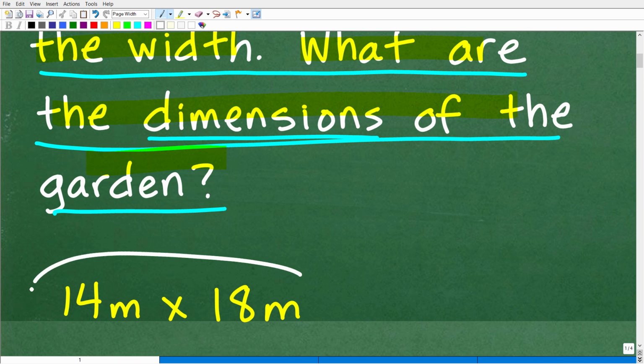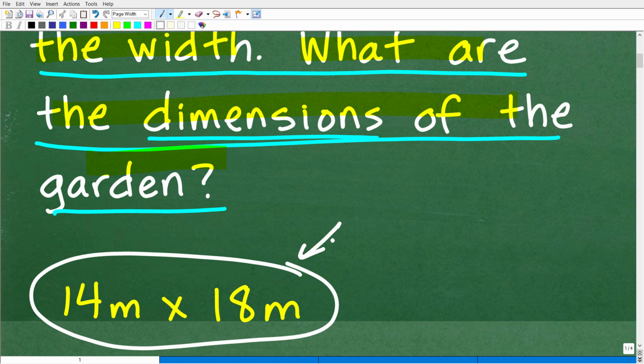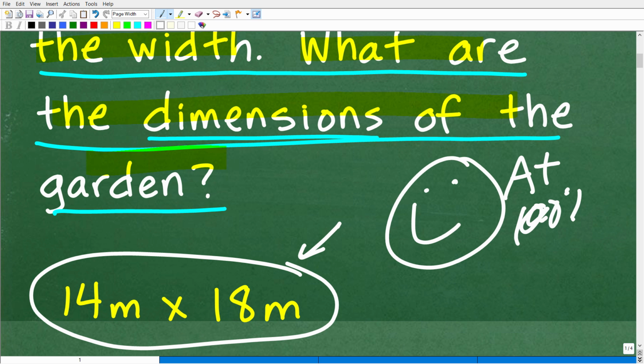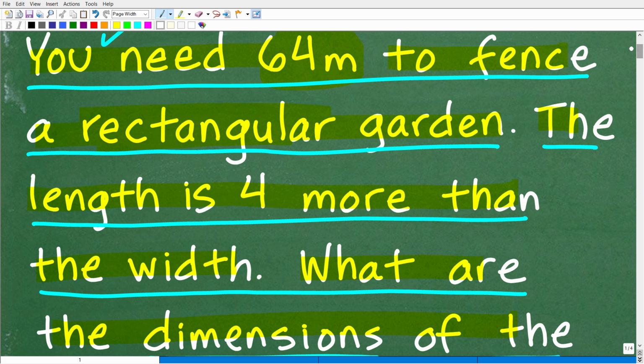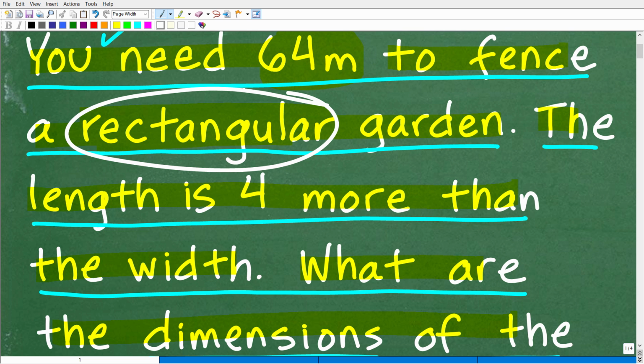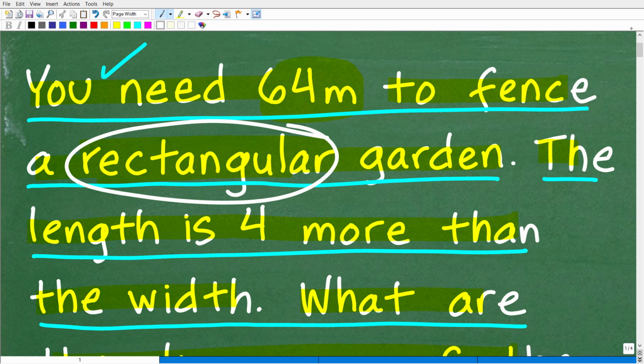The correct answer is 14 by 18 meters. That is the dimension or the length and width of this garden. Okay, so how did you do? Well, if you got this right, let's celebrate by giving you a nice little happy face and an A plus, a 100% and multiple stars. So you can tell your friends and family that you know a thing or two about rectangles and perimeter. Because really this is what this problem boils down to: we have to consider the perimeter, because the perimeter, or the total sum distance around this rectangle, needs to be 64 meters, because that's the requirement to fence in around this rectangular garden.